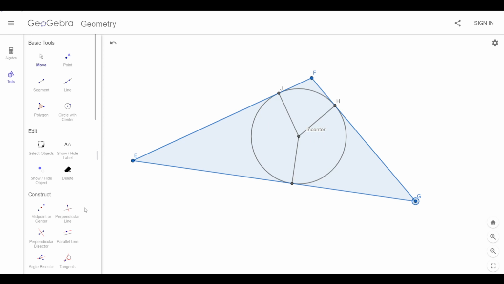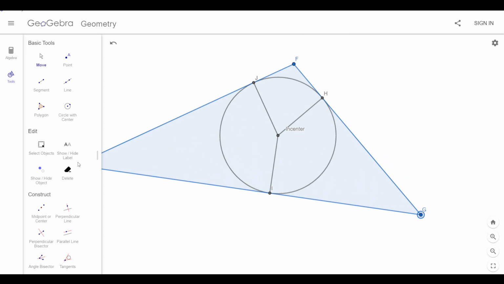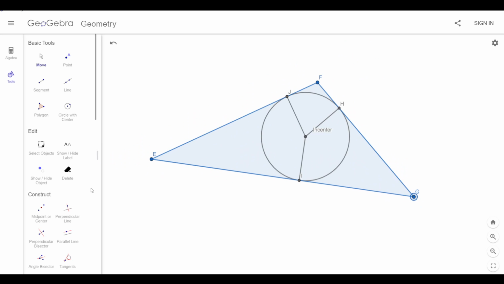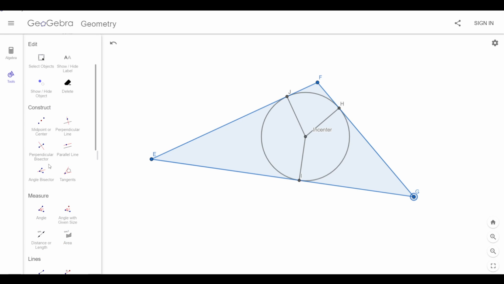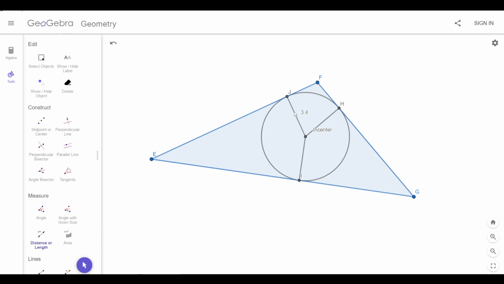If you wanted to just see if these are truly equal, let's make it about right. There's a thing, distance and length, that's what I wanted. So watch this. If I click on this little segment, it says right now it's 3.4. What if I click on this segment? What should it be? 3.4. And if I click on this segment, it should be 3.4.